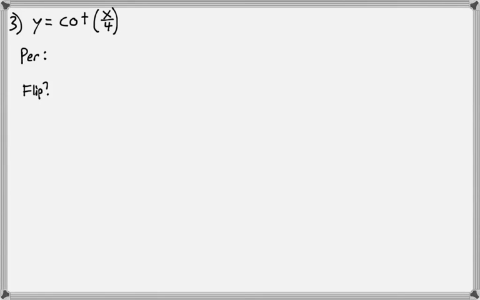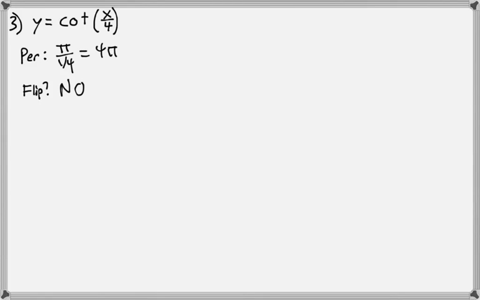Number 3 wants us to find the graph of cotangent of x over 4. So the period, because of this x over 4, it's actually like a 1/4 times x. The period is going to be pi divided by 1/4, which is actually 4 pi because you multiply by the reciprocal. And this is not going to be flipped because there's no negative in front of the cotangent.